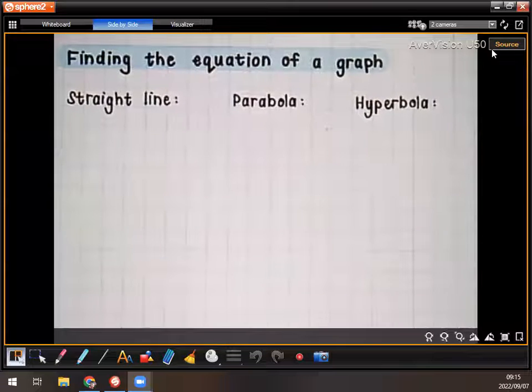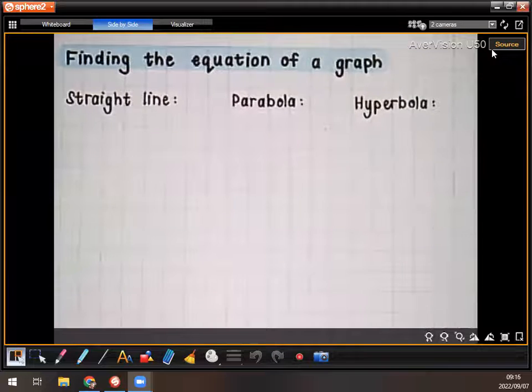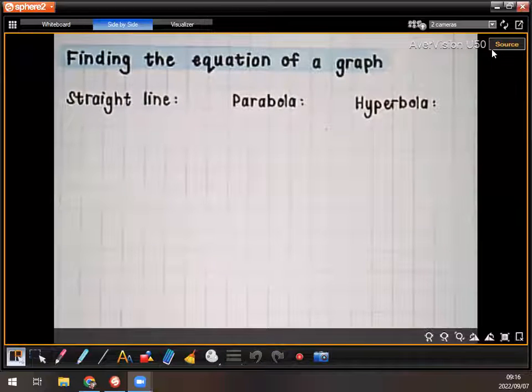All right, I want us to write down the standard forms of these three graphs underneath their names. Because now we are going to be given any graph, and we need to first identify which type of graph it is, and then we need to know what is what, right? In the equation, what represents what kind of property of that graph.